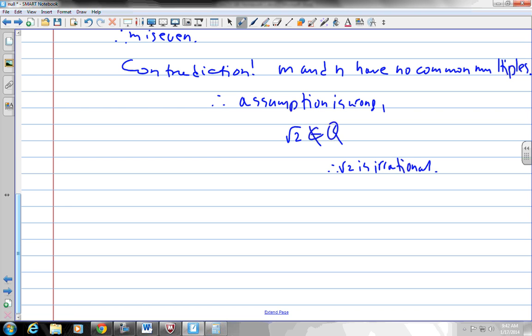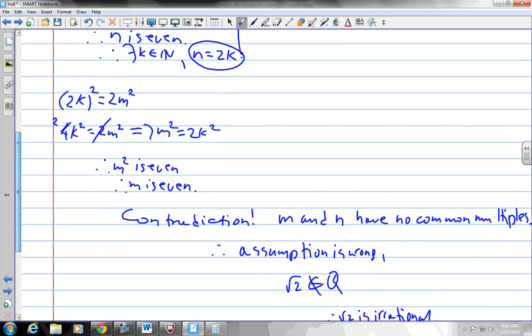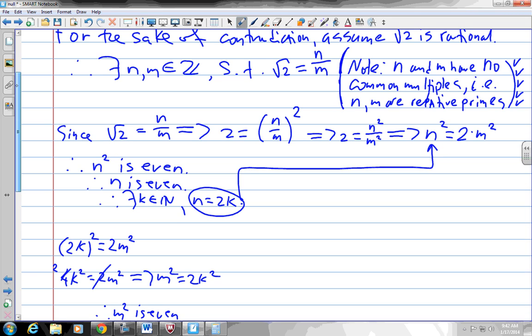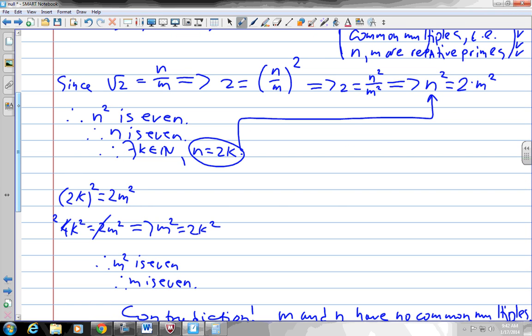This is a very nice proof. It's pretty complex, but on your homework, you'll have to do square root of 3. So you basically change this whole thing. You're going to end up with m and n always divisible by 3. No matter how hard you try, you won't be able to reduce them. It's always going to be multiples of 3. That's your contradiction.